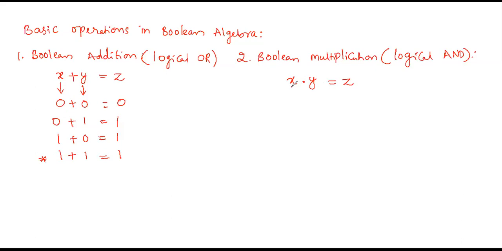Now we will see x will take either 0 or 1, y will take either 0 or 1. So you will get four combinations. Okay. 0 into 0, 0, 0 into 1, 0, 1 into 0, 0, 1 into 1, 1. You can easily remember this one. It is similar to our normal multiplication only. Okay. This is the Boolean multiplication.